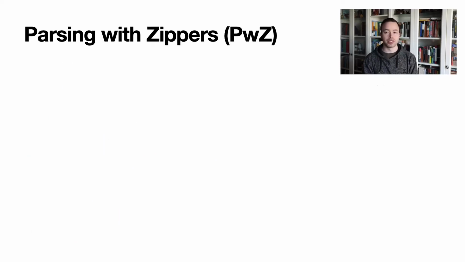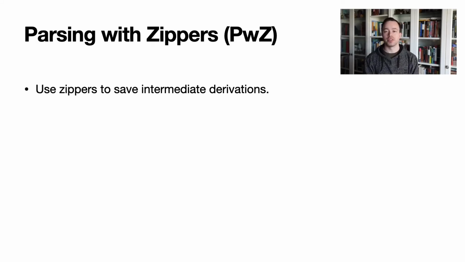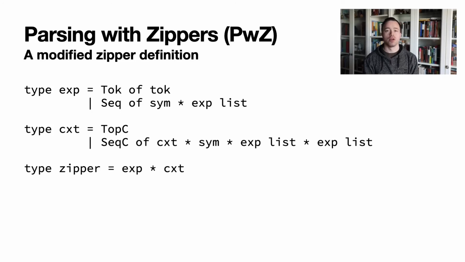This brings us to parsing with zippers, or PWZ for short. We use zippers to save the location where a derivative was successfully taken. By doing this, we eliminate almost all of the retraversals in the original parsing with derivatives algorithm. We use a slightly modified zipper definition compared to the original. For one, we actually call it a zipper in the code instead of a location. We also rename tree to exp, meaning grammar expressions, and path to cxt, meaning contexts. All context constructors end with a capital C to indicate their status.